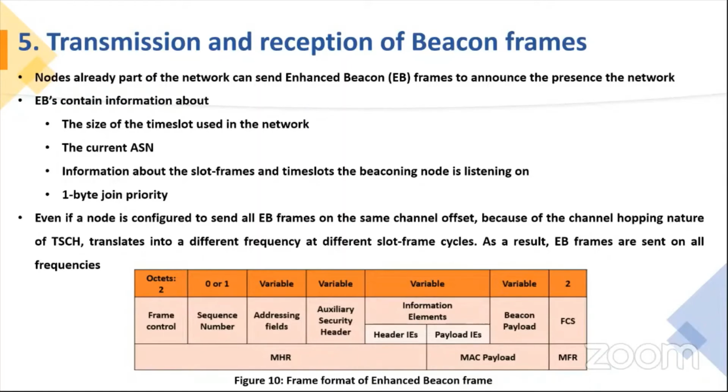You have anything to add, Sahana, or it's okay? It's okay, right? So this contains the size of the slot used in the network, the current ASN, information about the slot frames and time slots the beaconing node is listening to, 1 byte join priority if any, and all that. So this information, this EB, is already good enough to ensure that the whole system gets synchronized, because all time related information is carried here.